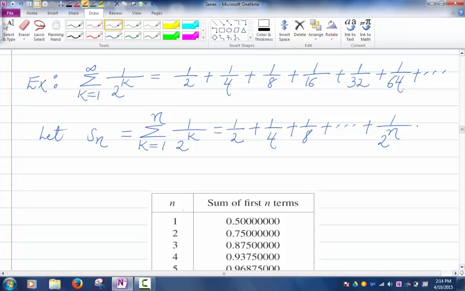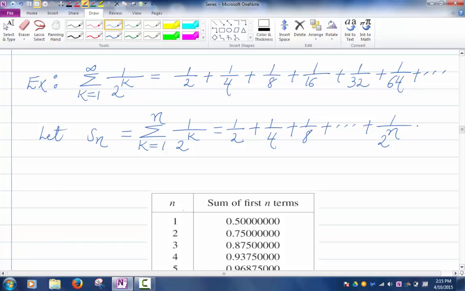That series is 1 over 2 plus 1 over 2 squared, which would be 1 over 4. 1 over 2 cubed would be the third term, which is 1/8. 1 over 2 to the 4, that's 1 over 16, and so on. So that's an infinite series, and the kth term of the series is given by 1 over 2 to the k.